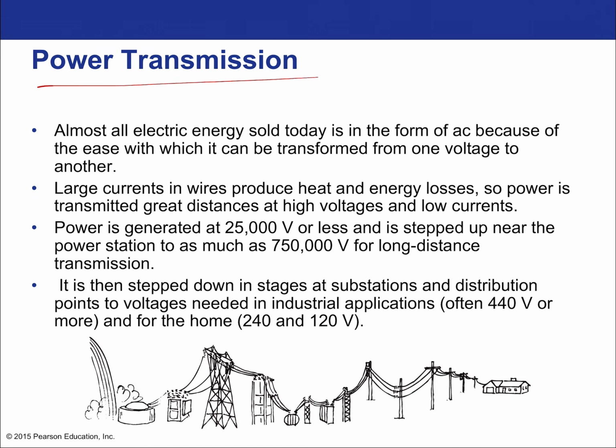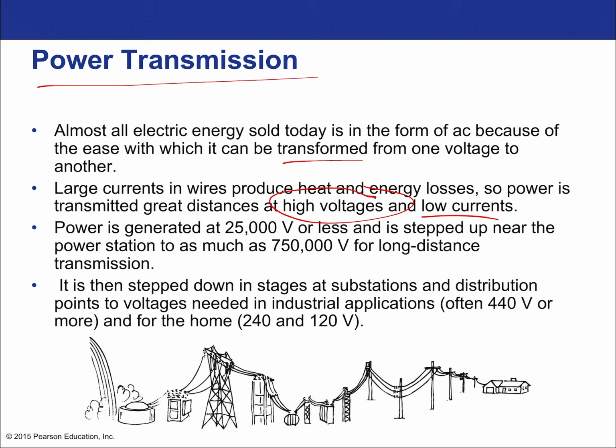So a little bit about power transmission. Almost all electrical energy sold today is in the form of AC because of the ease with which it can be transformed. Remember, transformers work with AC, they don't work with DC. Large current in wires produces heat and energy losses, so power is transmitted great distances at high voltages and low currents. That's one of the great advantages of step up. You can step up that voltage and really lower the current.